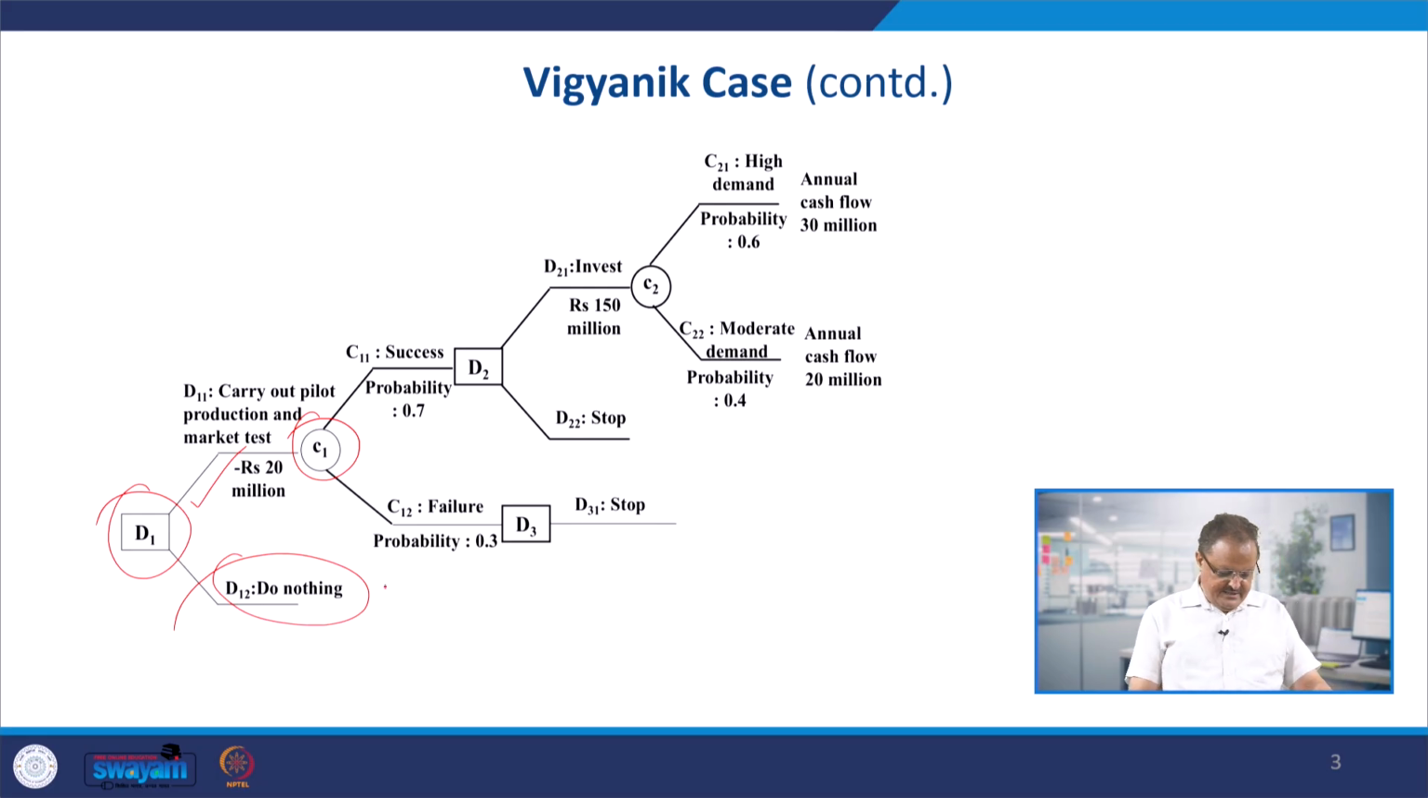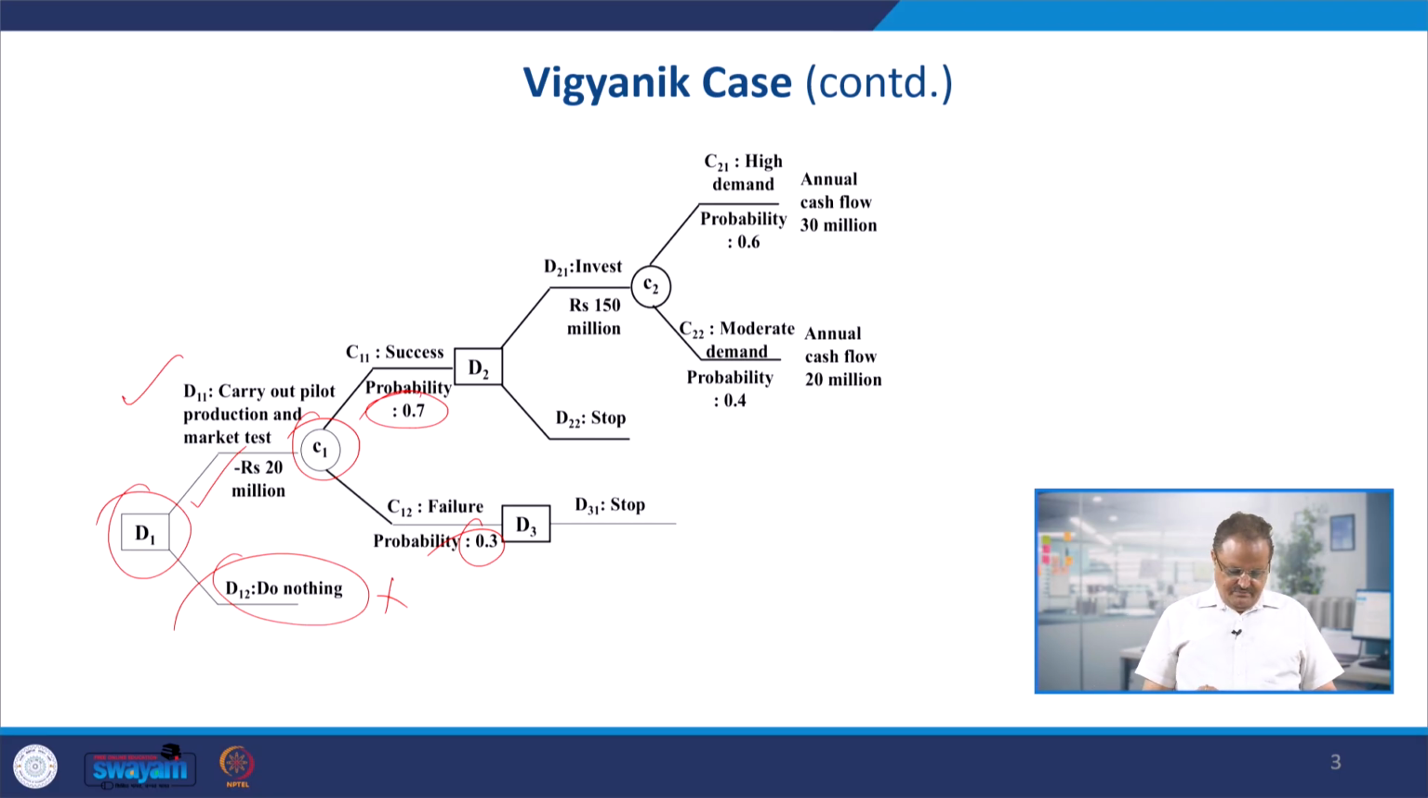Now, if you take this decision, what are the chances of success? There is a 70% probability of the test marketing and pilot production being successful, and the probability of failure is 30%. Under the chance point C1, we have two possibilities, C11 and C12. C11 says the pilot production and test marketing become successful, with chances of 70%, and maybe it will be a failure, with chances of 30%.